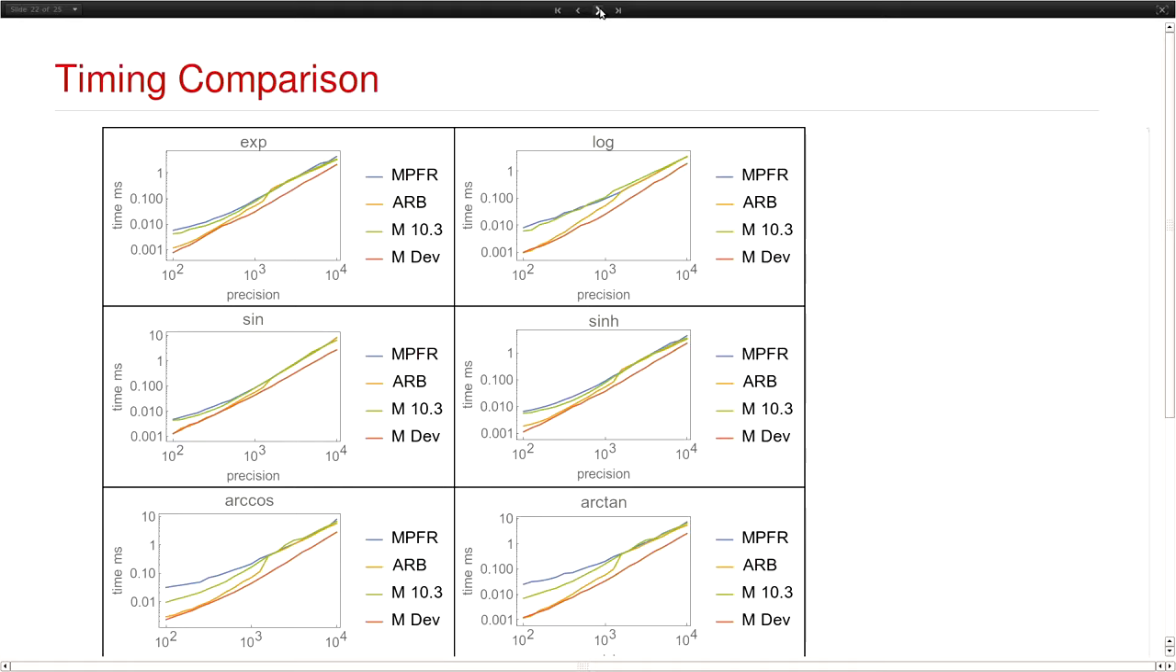MPFR, which is the most commonly used multiple precision library, that's the one in blue. Mathematica 10.3 is green. It's not too bad. I mean, it gives MPFR a good run for its money, even though MPFR has this rectangular splitting algorithm, and we didn't. The fact that we use this sliding precision for an inferior algorithm, but evaluated more intelligently, we're fairly competitive. And then around this region, around 1,000 digits or so, we switch to a different method.